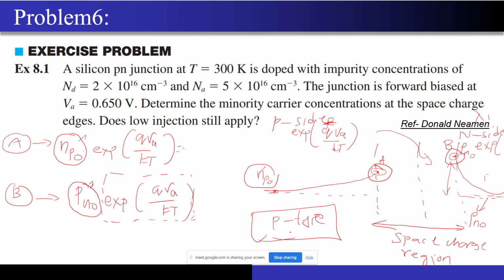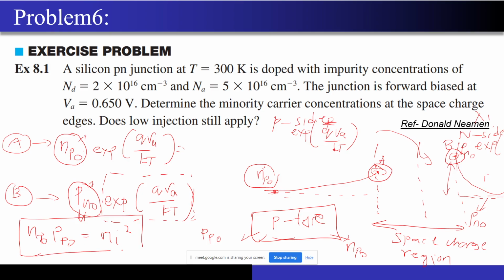Now there are holes and there are electrons. Let me denote the electrons as np naught, sorry, let me denote the holes as pp naught. These are under equilibrium, so this is not a problem. These are the equilibrium concentrations that we want. Now np naught into pp naught will be nothing but ni square, so this is what I will be using.